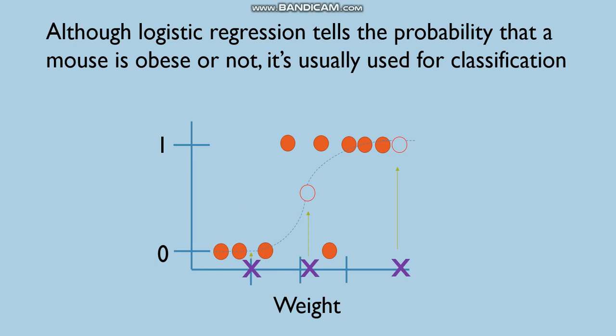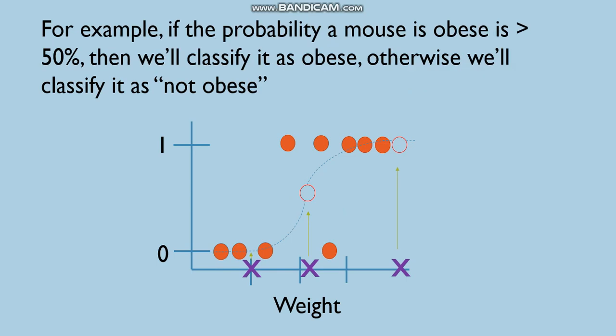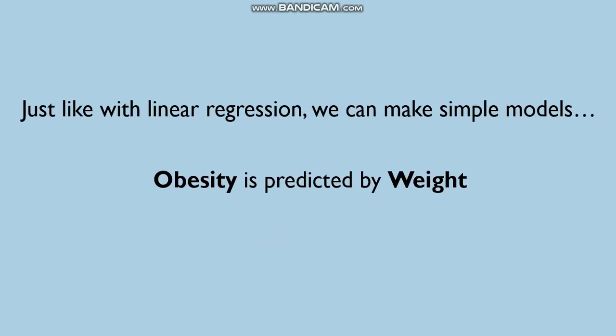Although logistic regression tells the probability that a mouse is obese or not, it's usually used for classification. For example, if the probability a mouse is obese is greater than 50%, then we will classify it as obese. Otherwise, we will classify it as not obese.